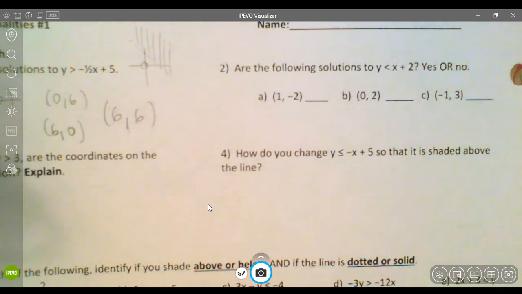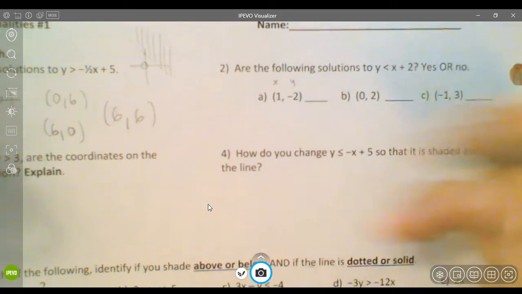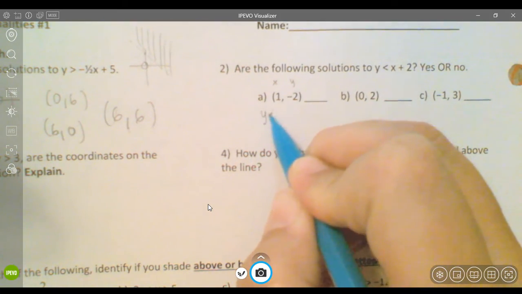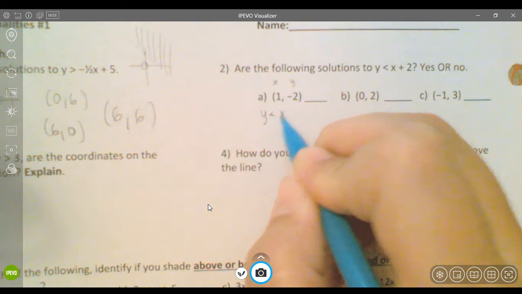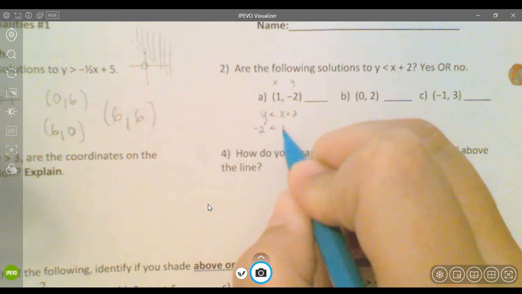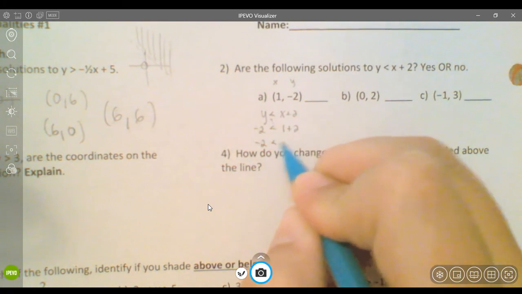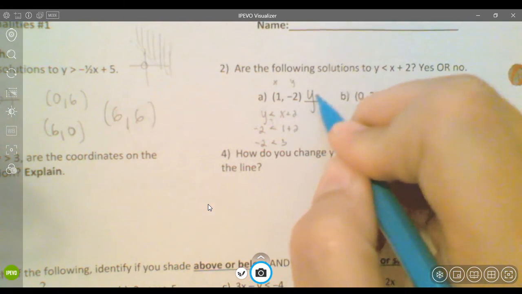Are the following solutions to y is less than x plus 2? So all I want you to do is write yes or no. So let's plug in here. So is y, all right, let's plug that in. So we have, is negative 2 less than 1 plus 2? Is negative 2 less than 3? Yes.